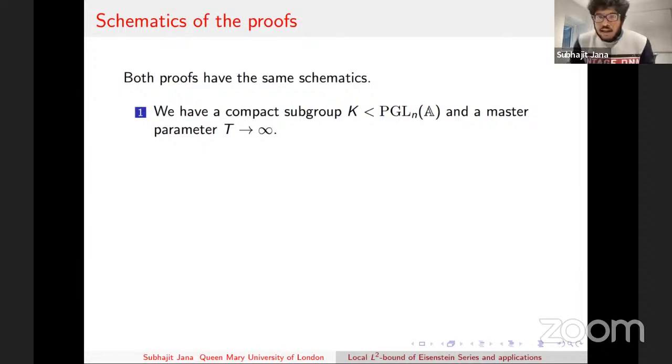So we embed the whole problem into an automorphic space. The automorphic space is PGLN of Adele mod PGLN of Q. So in both of the proofs we have a compact subgroup, let me call it K, and some master parameter T that goes to infinity. I'll give you a specific example after 3 slides where K and T would be clear. But let me first tell you the scheme.